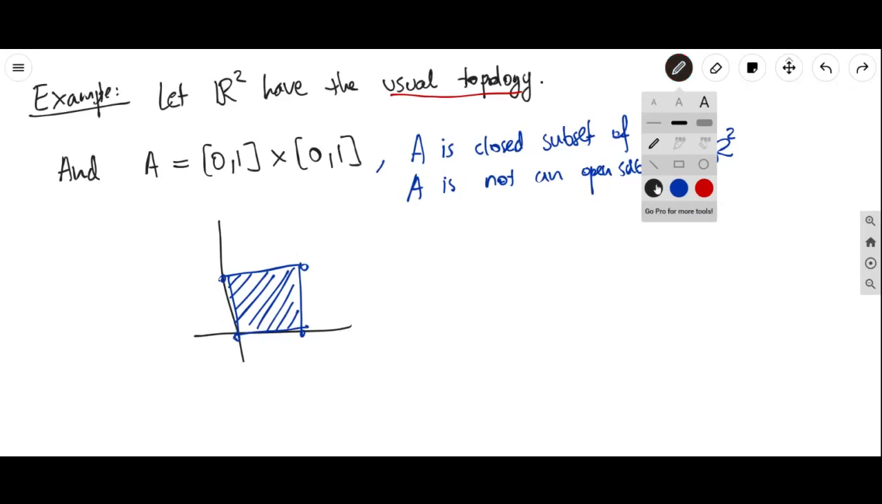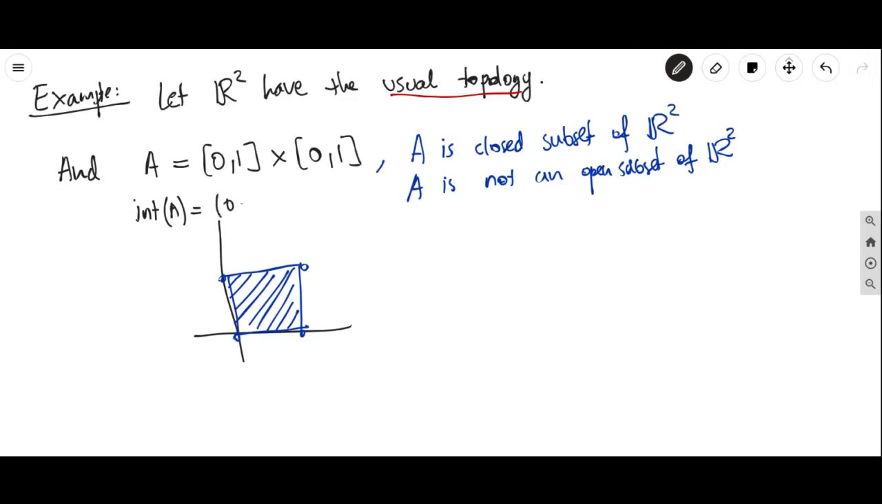And by the way, maybe you recall we've talked about this. The interior of A, if you're wondering, this is not really surprising, it would be this open interval times the open interval. So it would be exactly this, but not these 4 edges around it. That would be the interior of the set. Okay, and let us draw some pictures.